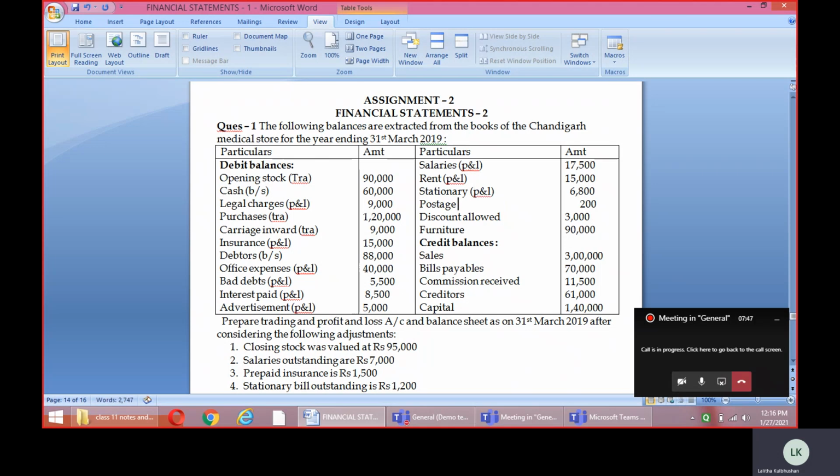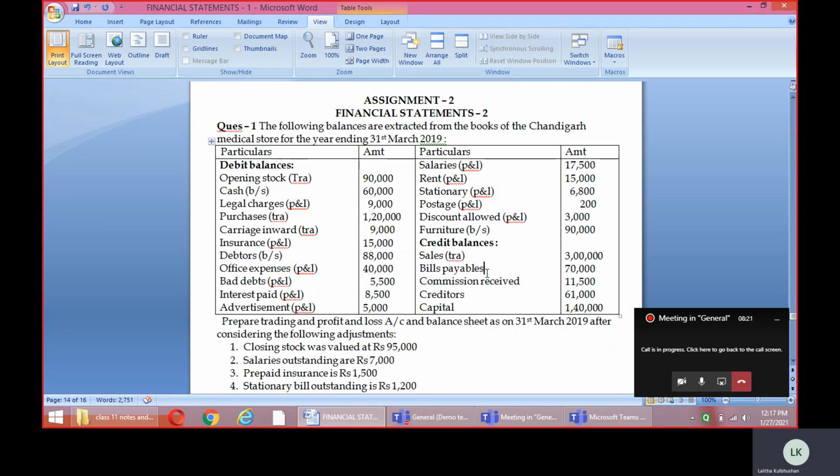this will also be shown as an operating expense, on the debit side of the profit and loss account. And the next thing is discount allowed, which will also be shown on the debit side of the profit and loss account. Furniture is a fixed asset, so it will go to the asset side of the balance sheet. And the sales: it's related to the manufacturing and selling of manufactured goods, so it will come on the credit side of the trading account.